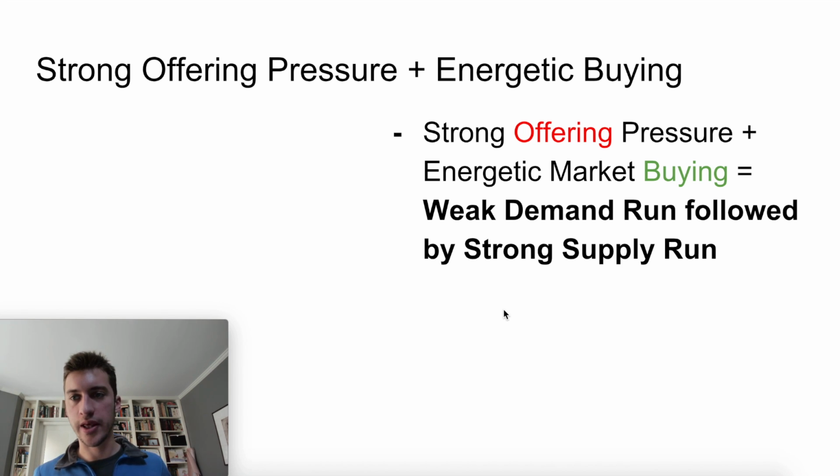And what's this going to look like on an actual candlestick volume chart? Well, what you're going to see with this kind of formation, with this weak demand run followed by the strong supply run, is probably at the end of an uptrend when you get that small body, high volume candlestick. So price barely goes up, but it's a very high volume. It barely goes up because there's strong offering pressure, and it's very high volume because there's energetic market buying. And that's a pretty bad sign for an uptrend.